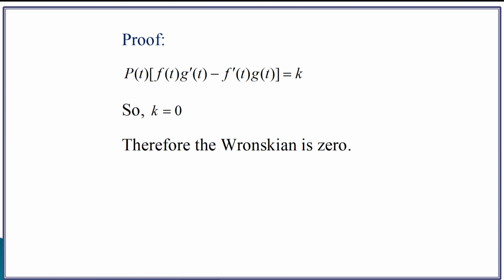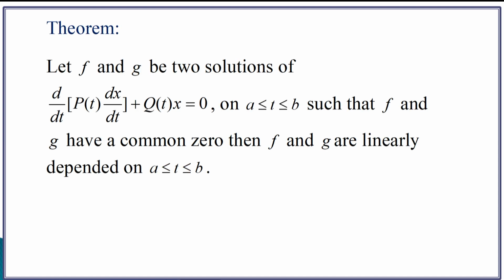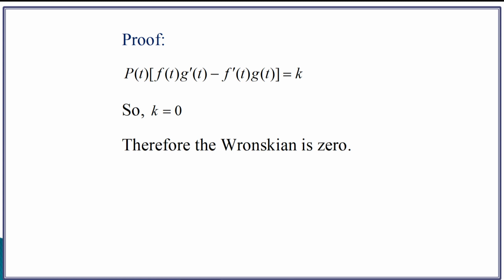The proof is very trivial, as we have proved the last part, which we already said is the intermediate part for the next theorem. So if you have this term equal to a constant, since both f and g are solutions, I have already proved that this term becomes constant. Now, assume t0 is the point where f and g both become 0. If you put t0 in this equation, which is satisfied for all t between a and b, the constant becomes 0.